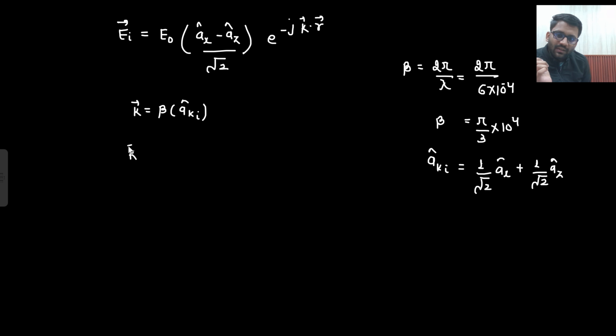So what is the k value? That is pi by 3. And now directly I will write down k dot r. Okay, directly I am writing down k dot r here. So k dot r would be pi by 3 into 10 to the power 4. This is your AKI.